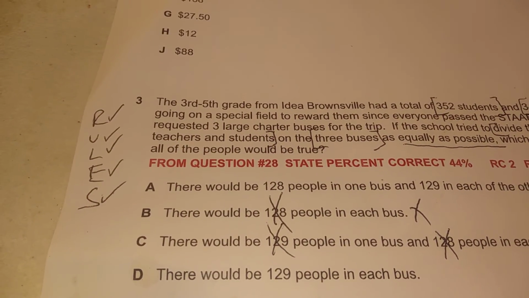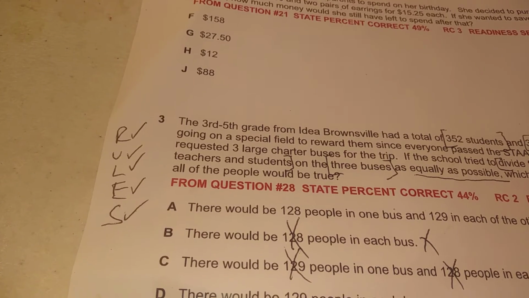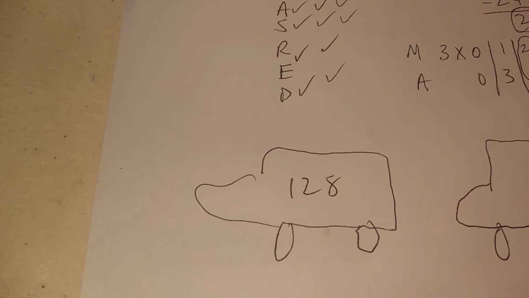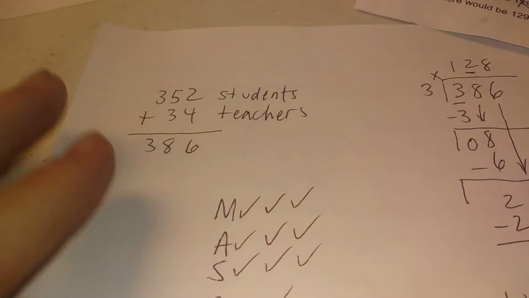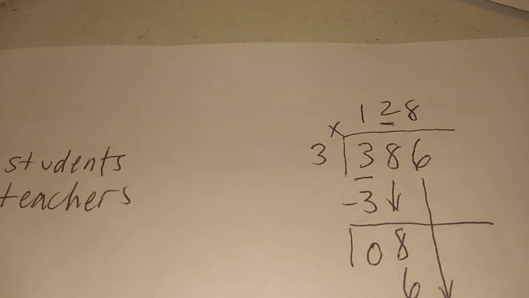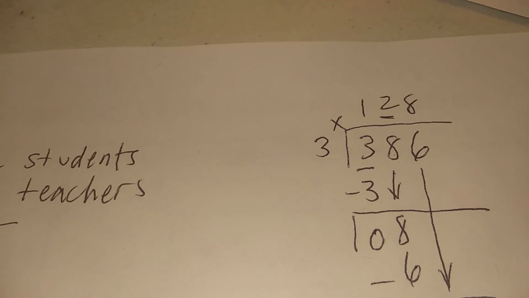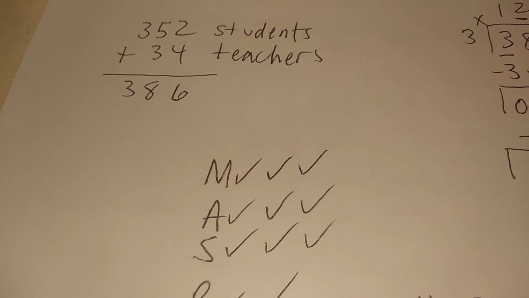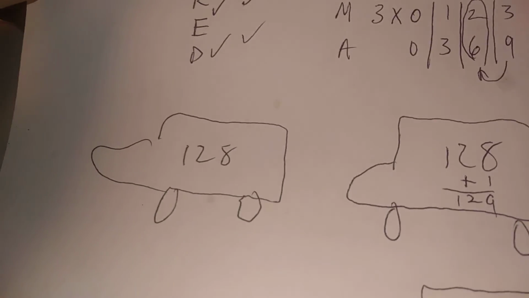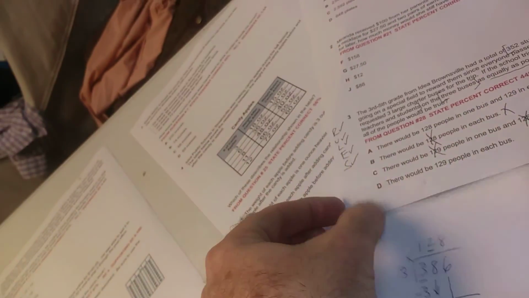There would be 129 people on each bus. If you did that, that means you would be adding an extra person, which would have been in that bus right there. And it said you're only supposed to be using the amount of people that are actually at the school, the 386, and that would have made it 387. So there you have it. Using MASRED, drawing pictures, and using the acronym rules to help you solve the problem.